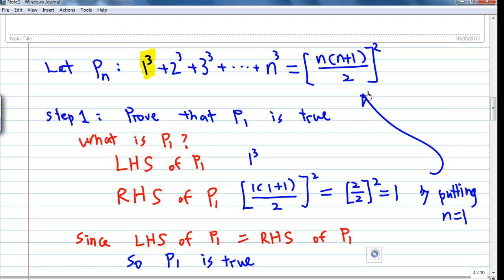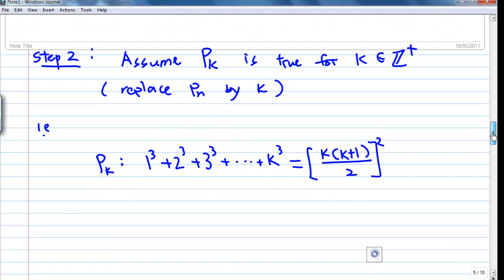Now you find that the left-hand side of P1 is 1 cubed, which is 1. The right-hand side of P1 is also 1. They are equal. So we have proved that P of 1 is true. Step 2. Assume Pk is true for all k belonging to the set of positive integers.